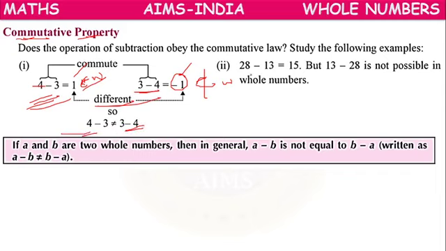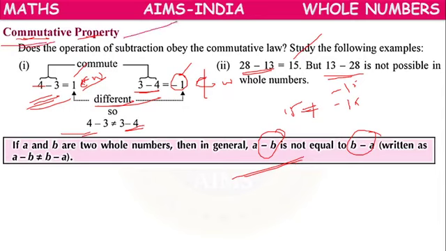In the same way, 28 minus 13 equals 15, but 13 minus 28 equals minus 15. So 15 is not equal to minus 15. So A minus B is not equal to B minus A. We can do the difference in any order, but the result will not be the same. So subtraction won't obey the commutative property like addition. The commutative property is not applicable under subtraction.